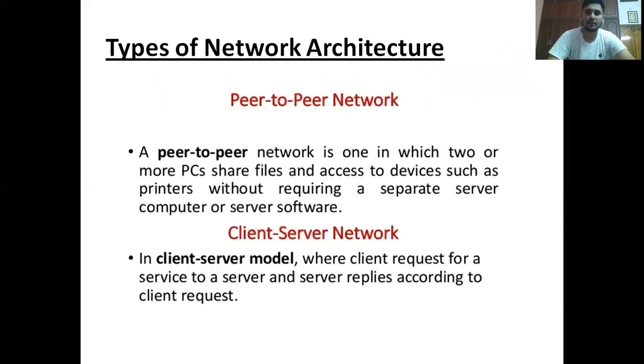These are the types of networks: peer-to-peer networks and client-server networks. A peer-to-peer network is one in which two or more PCs share files and access to devices such as printers without requiring a separate server. There is no separate server required. In the example we discussed earlier, there are five systems and only one printer is available. All these five systems are using the printer; that is called a peer-to-peer network.